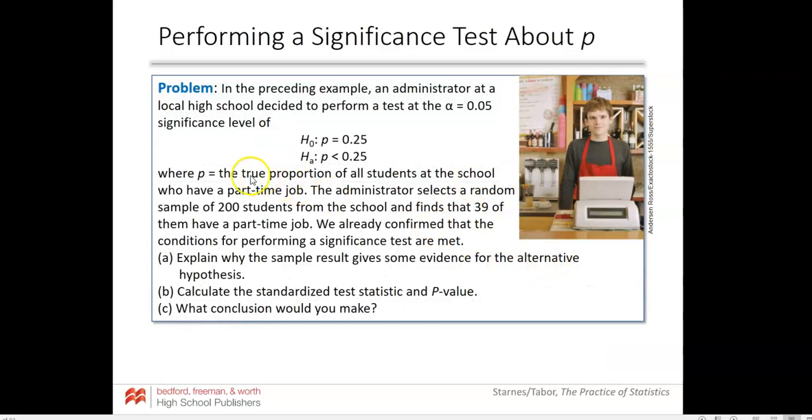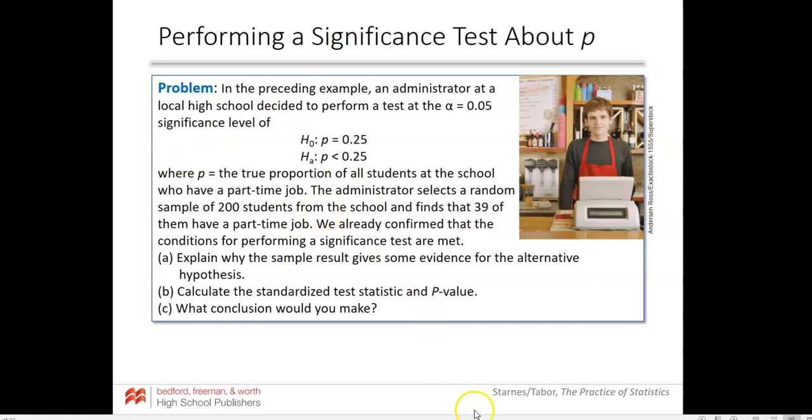In the preceding example, an administrator at a local high school decided to perform a test at the alpha level of 0.05, where p is the true proportion of all students who have a part-time job. The administrator selects a random sample of 200 students from the school and finds that 39 of them have a part-time job. We already confirmed the conditions. Explain why the sample result gives some evidence for the alternative hypothesis.